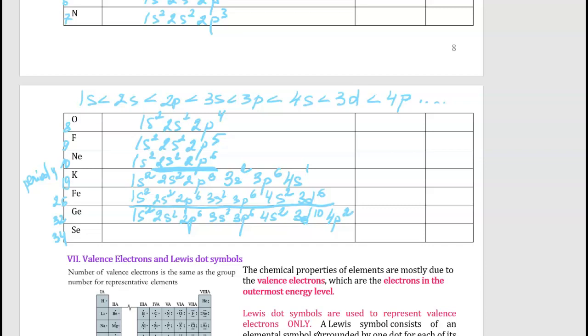Okay, the next one, selenium. It can be way easier. You can pause this video and try to do it by yourself and then check it, okay? 1s2, 2s2, 2p6, 3s2, 3p6, 4s2, 3d10, and 4p4. And if you add all subscripts, you will get 34 electrons.